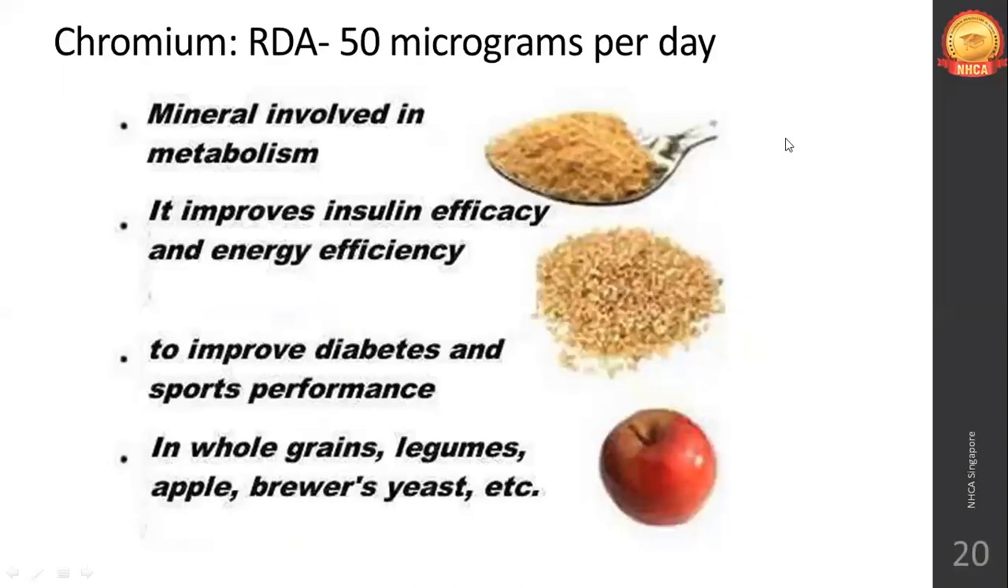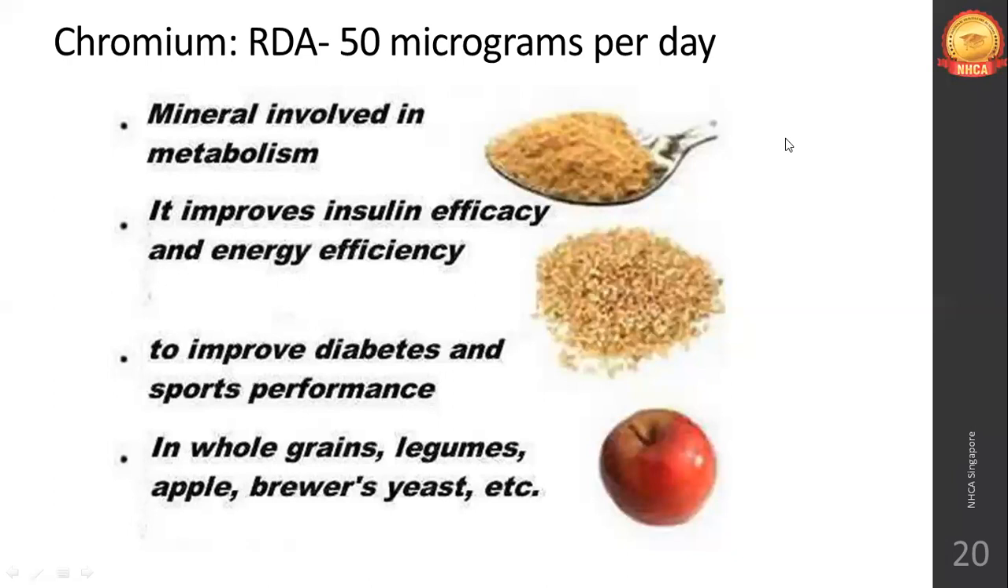Next is chromium. So chromium content in an adult body is around 6 mg, and it is present in all of your organic matter. It's not just soft tissues or calcified tissues, it is everywhere in your body, since your body is made up of organic matter. So it is an essential nutrient.